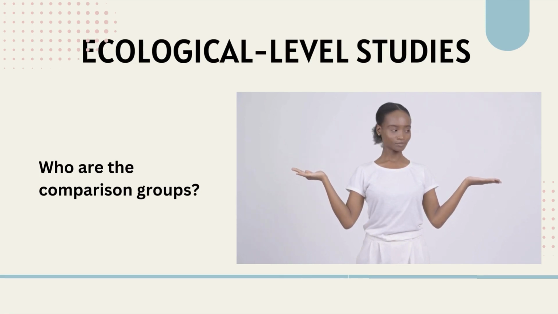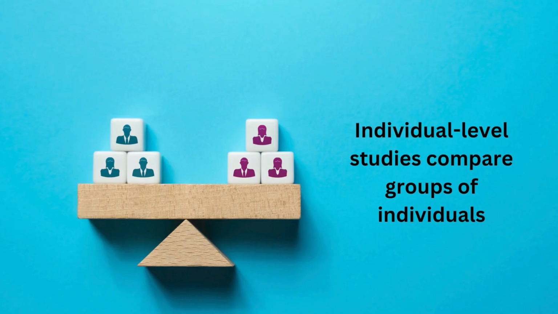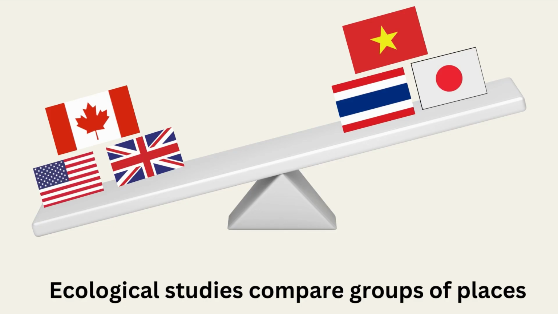Now let's talk about ecological level studies. Ecological level studies are defined by who is in their comparison groups. So far, all the studies we've discussed are individual level, and individual level studies compare groups of individuals. Ecological level studies are different in that they do not compare groups of individuals, they compare groups of places. For example, comparing dietary factors and cancer incidence in Western countries versus Asian countries.